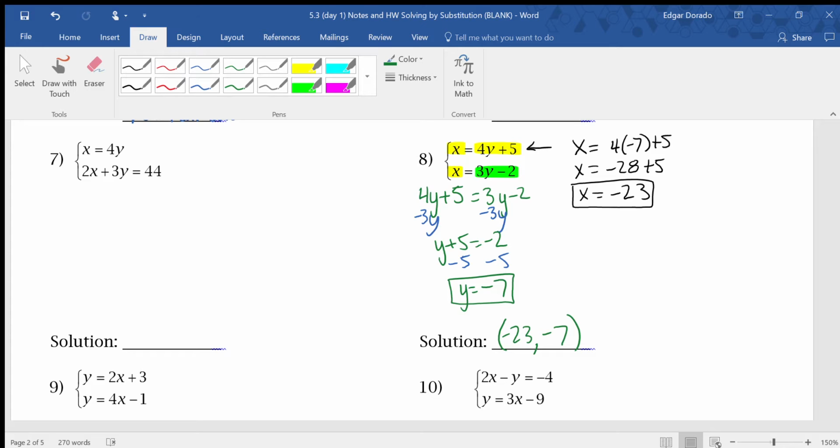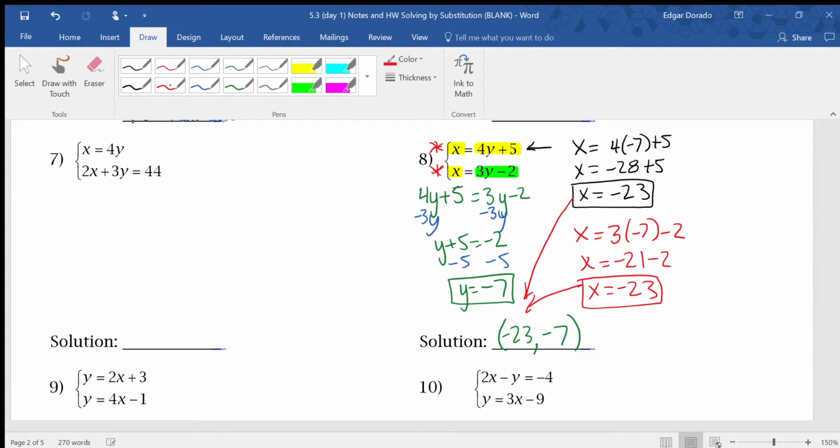Again, guys, if you're not convinced that you can substitute it into any of these equations, I strongly suggest that you try out another one. So if you didn't want to substitute that negative 7 into this top equation, do it to this one down here. You'll get the same thing. Watch. x equals 3 times negative 7 minus 2. What is that? That's negative 21 minus 2. That is still x equals negative 23. Same exact answer. So it doesn't matter which one you substitute it back into.